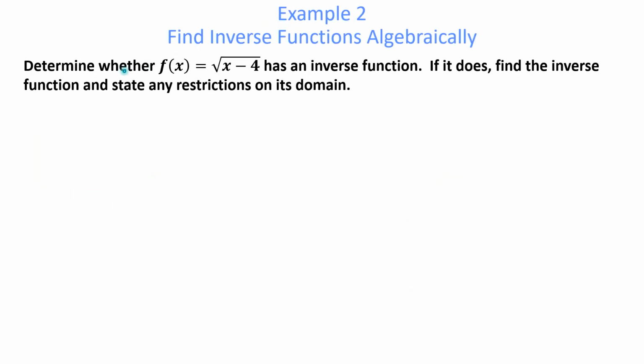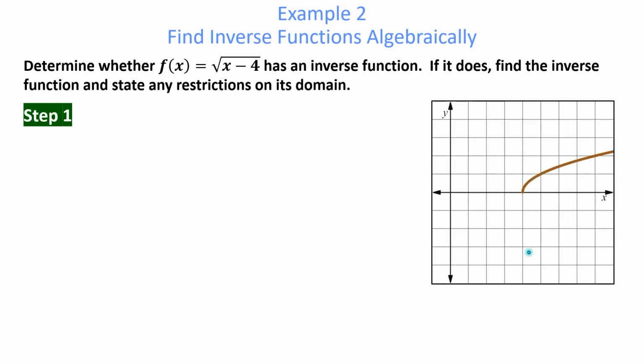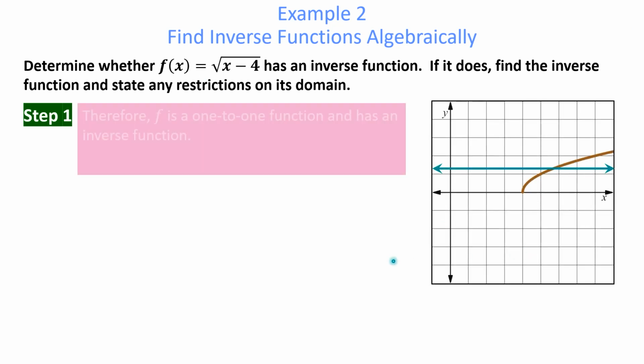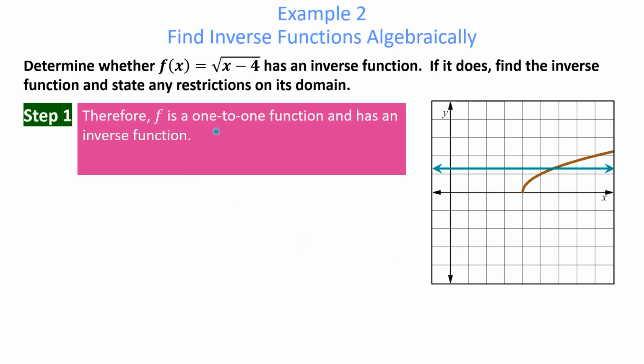Example 2. Determine whether the function f of x has an inverse function. If it does, find the inverse function and state any restrictions on its domain. Step 1. We'll draw in the graph of f of x, which looks like this. Then we'll apply the horizontal line test, and you can see this passes. So therefore, f is a one-to-one function and has an inverse function.